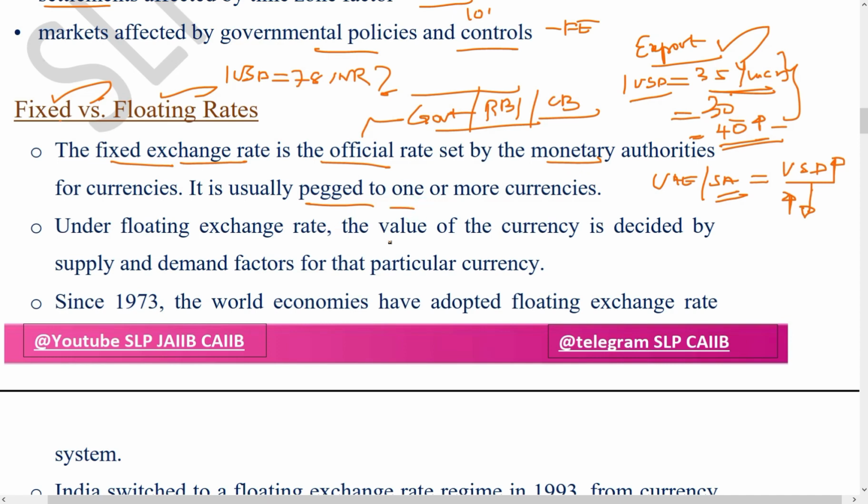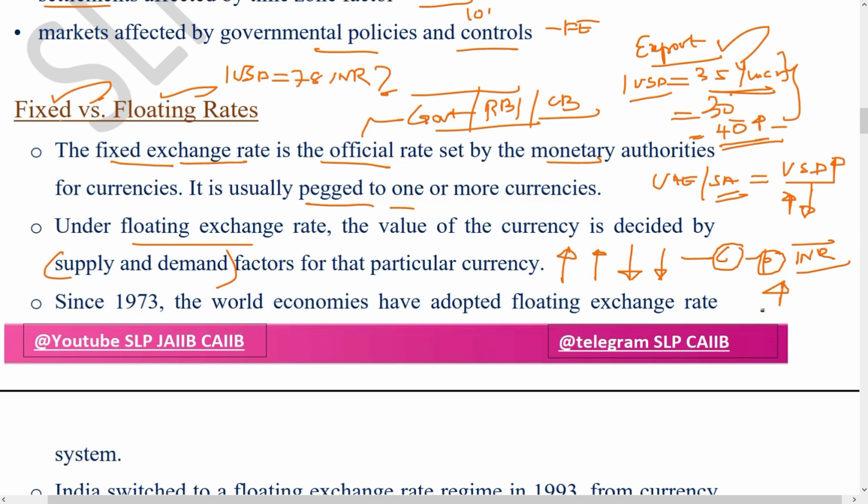And in the floating exchange rate, the value of the currency is decided by supply and demand factors. Supply and demand means the demand that a particular currency is having. We know whenever a product has more demand, the price also will increase. If the demand is decreasing, the product price also will decrease. The same thing applies to currencies also. Since we treat currency also as a commodity, if there is more demand in the global market for a particular currency, for example if INR is more in demand in the global market, then the INR price will go up.